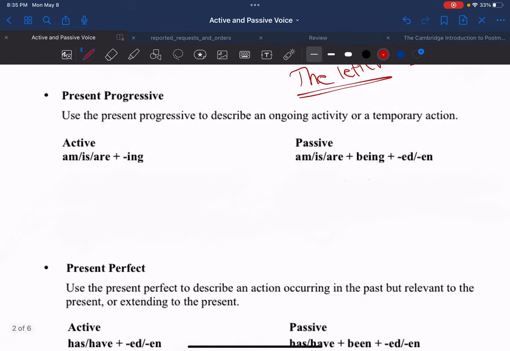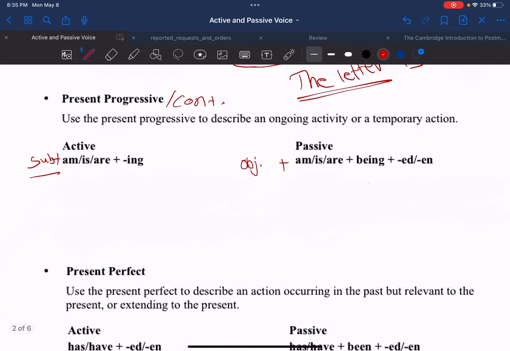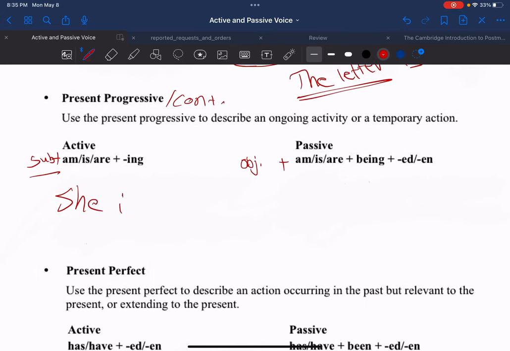Now, for present progressive or continuous, as many other people would know it, we have what? We have subject plus is, am, or are, and plus the verb in ing. Now, what do we do in the passive state? We use the same sentence. She is writing the note.